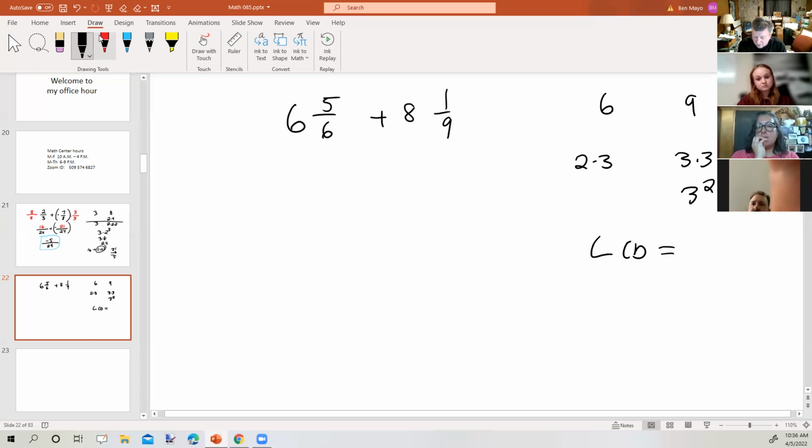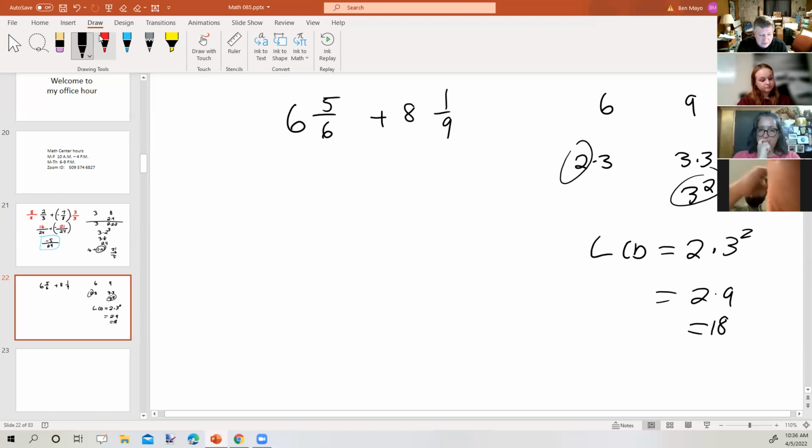I've got 2 times 3 and 3 squared. 2 is 2 to the 1 power. There are no 2's in 9, so we've got 2 to the 1 power, times 3 squared. 3 squared is the highest power of 3 in either of the two denominators. So I've got 2 times 9, or 18. Okay, so 18 is the least common denominator of 6 and 9.